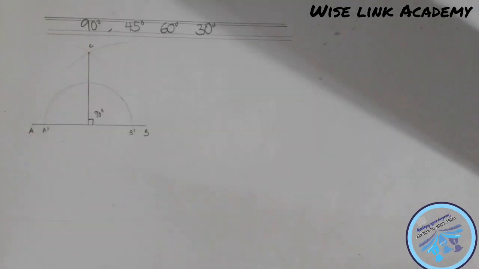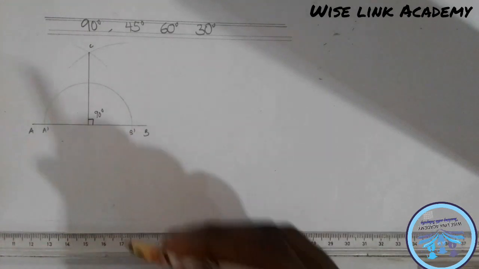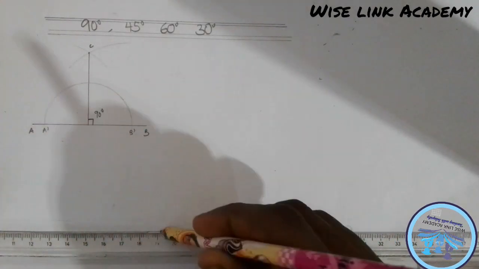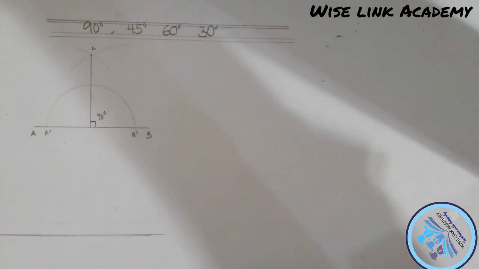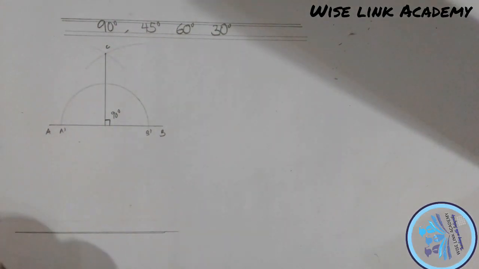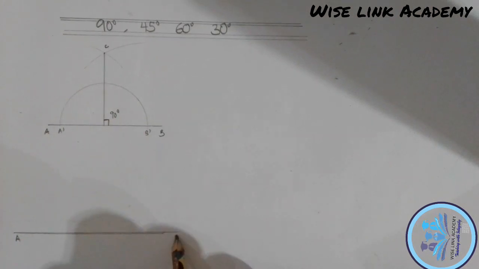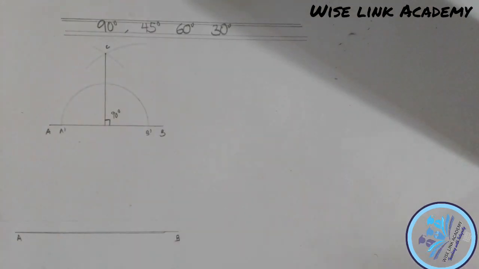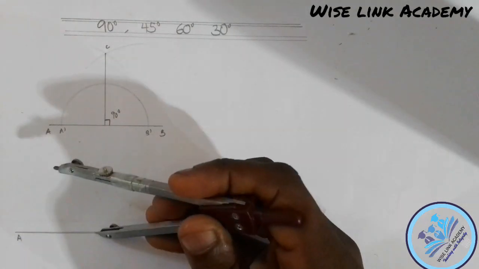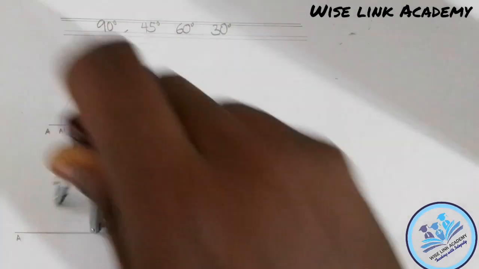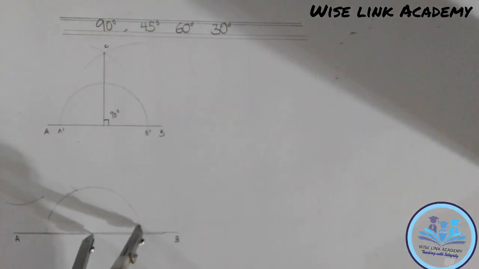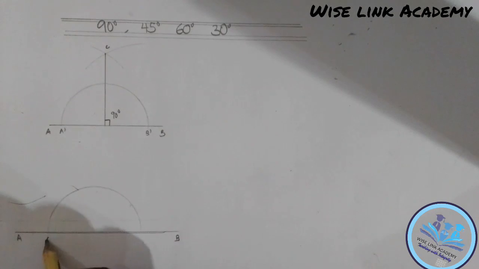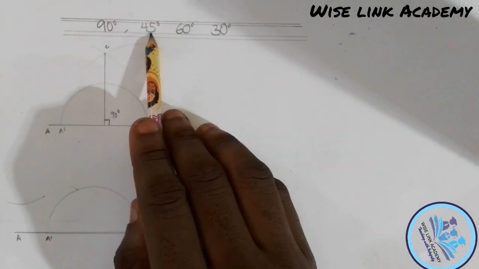Similarly, I can come to this other line here and draw a straight line this way. As you can see, let me show you what I'm doing. I can call this my point A and my point B. I take my compass with any radius of my choice and draw a semicircle this way. I can call this my A prime and B prime. My aim now is to construct 45 degrees.